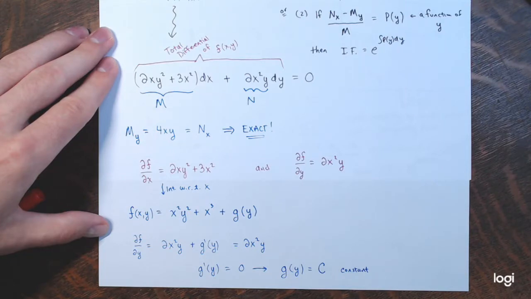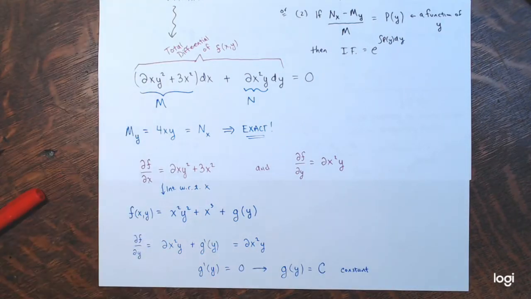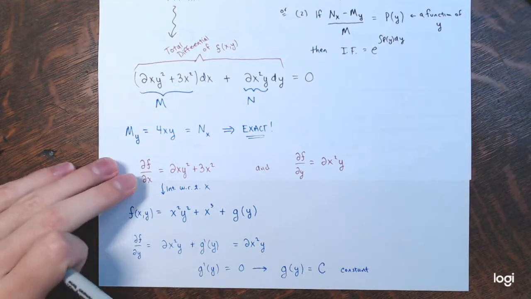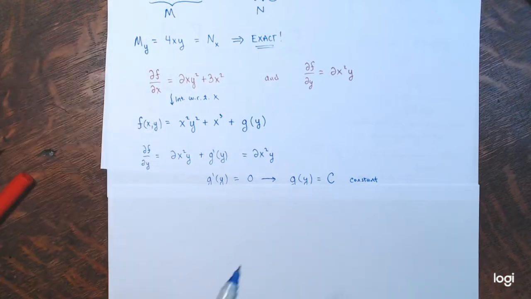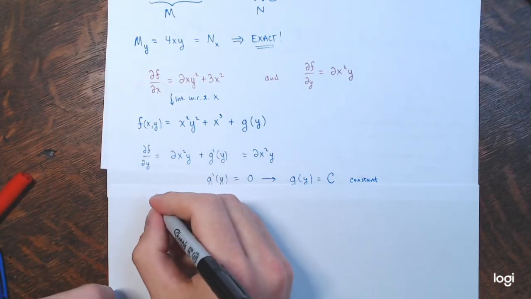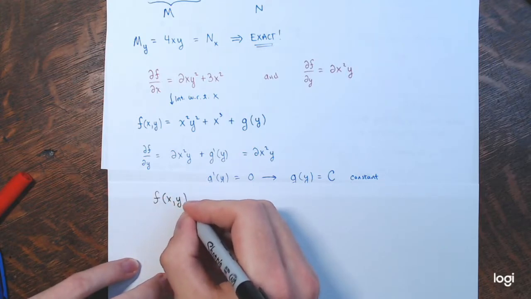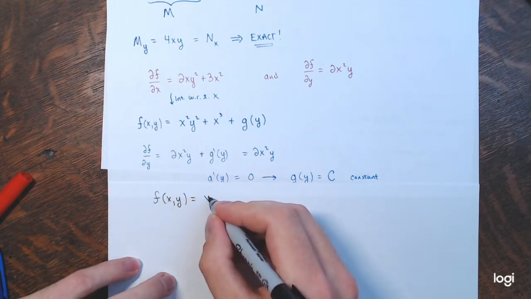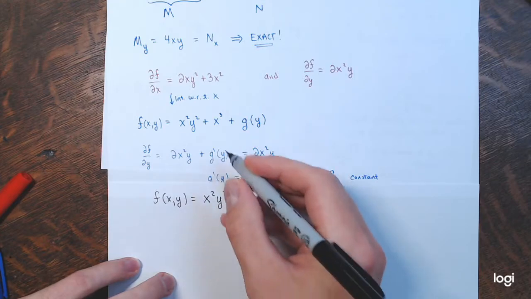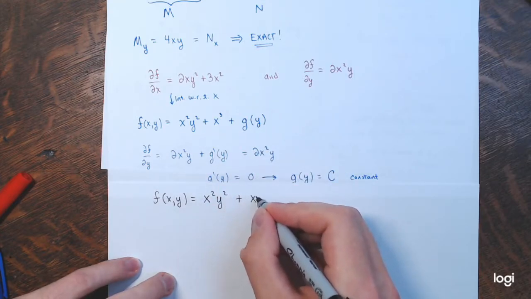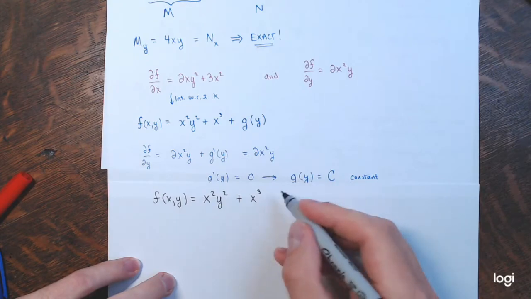So now we know what form the function f takes. f of x,y is of the form x squared y squared plus x cubed plus g of y, which is just some constant, so plus c.